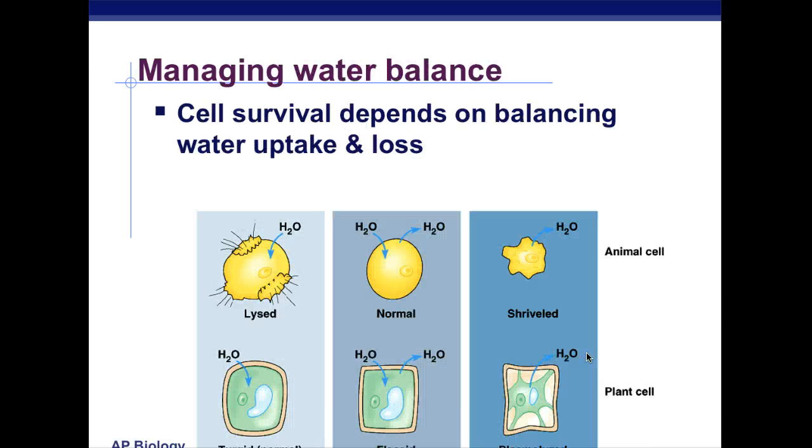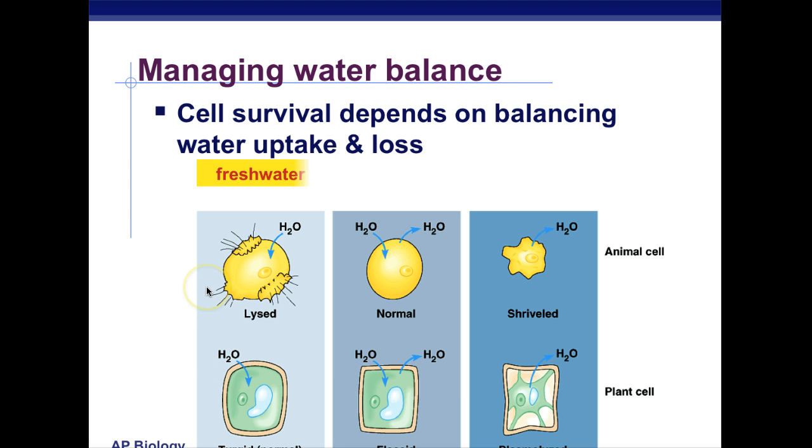So looking at this and how this applies to living organisms, we have to look at cells and the environment. The environment that a cell exists in is key to its survival. Here, all of these cells in the top row represent animal cells, and down below are plant cells.